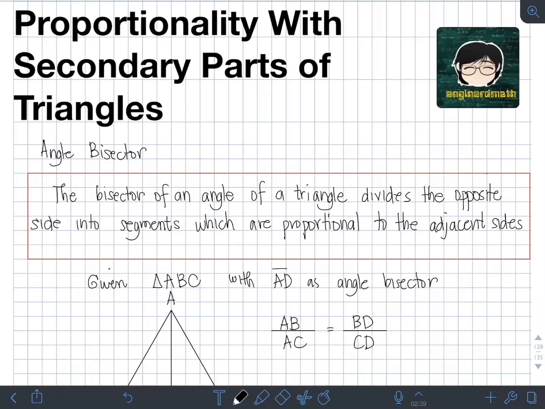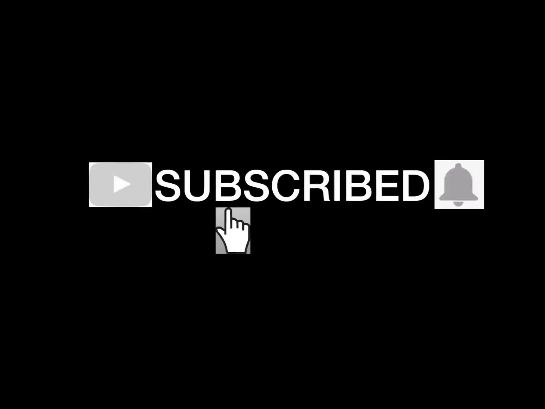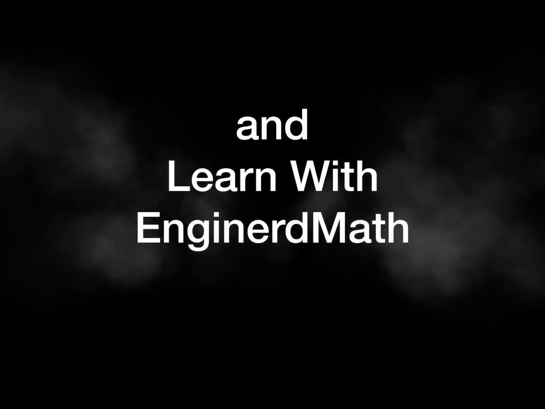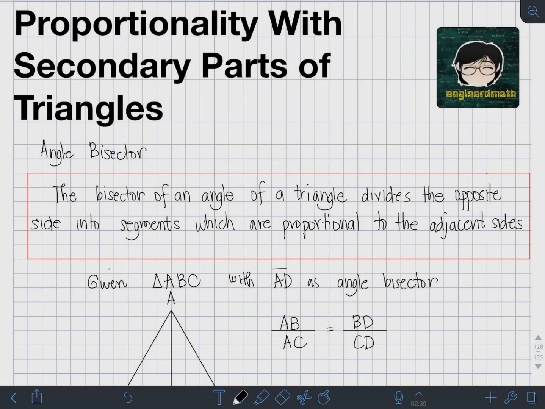Sa video na to, ituturo ko sa inyo ang proportionality with secondary parts of triangles. So kung gusto nyo itong matutunan, just keep on watching. Okay, so this time ay ituturo ko naman sa inyo ang proportionality with secondary parts of triangles.